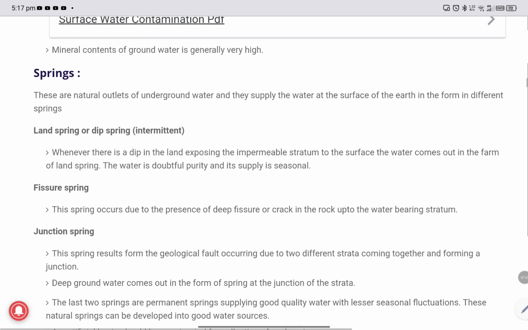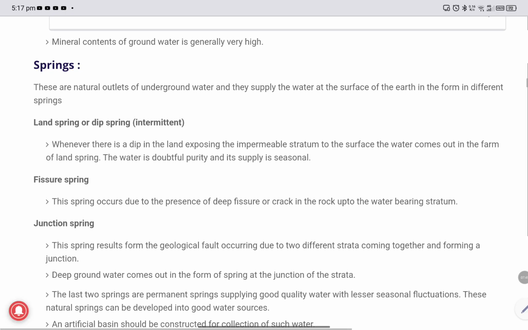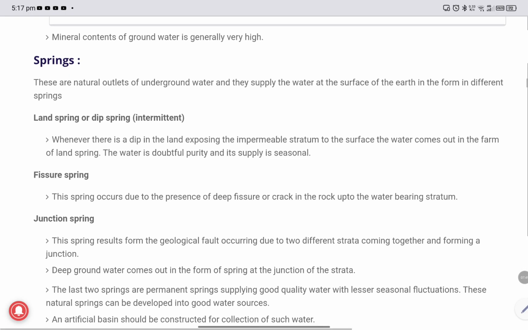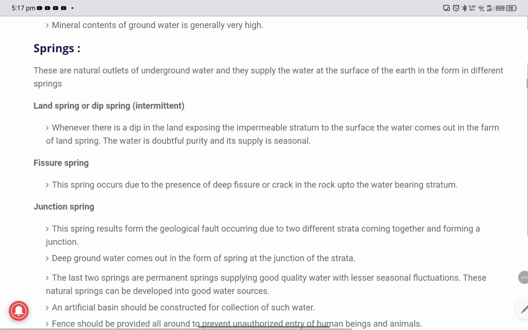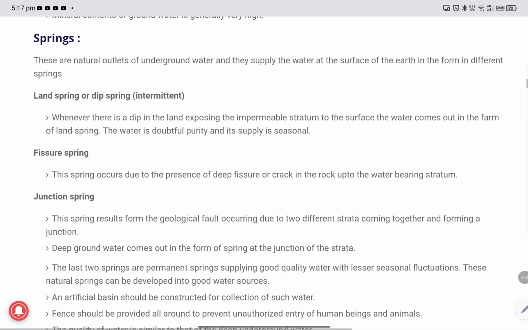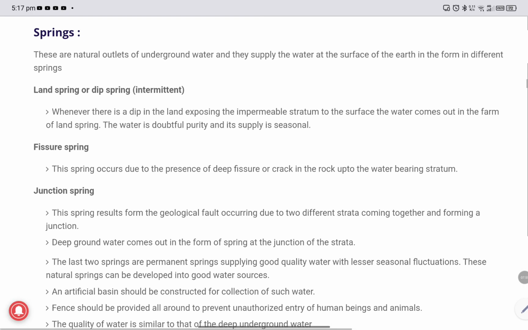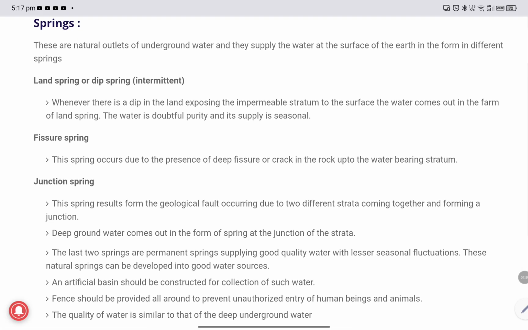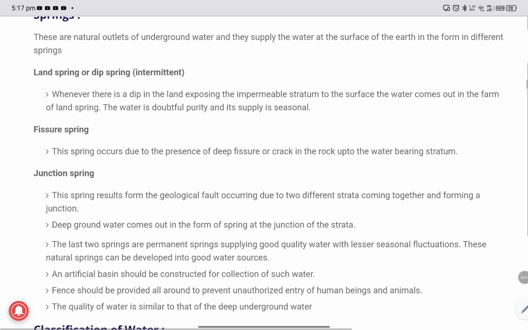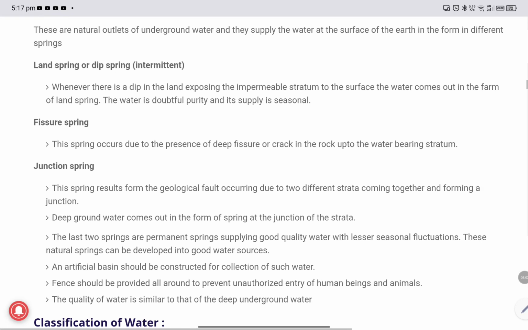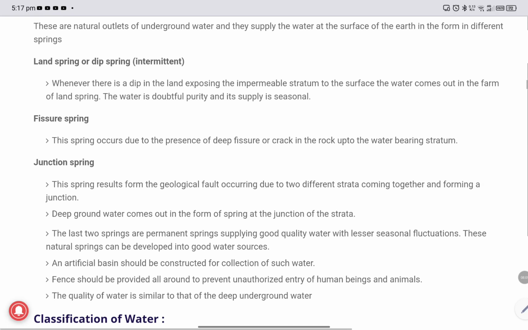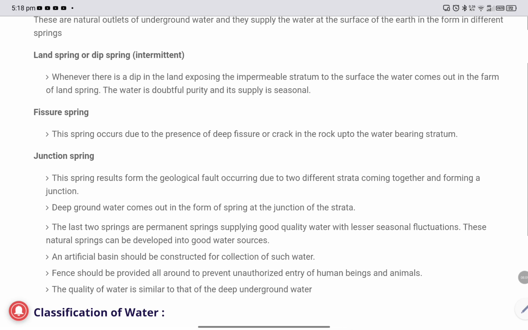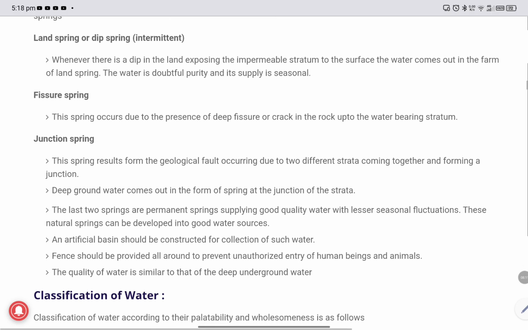Springs. These are natural outlets of underground water and they supply the water at the surface of the earth in the form of different springs. Land spring or deep spring, intermittent. Whenever there is a dip in the land exposing the impermeable stratum to the surface, the water comes out in the form of land spring. The water is of doubtful purity and its supply is seasonal.